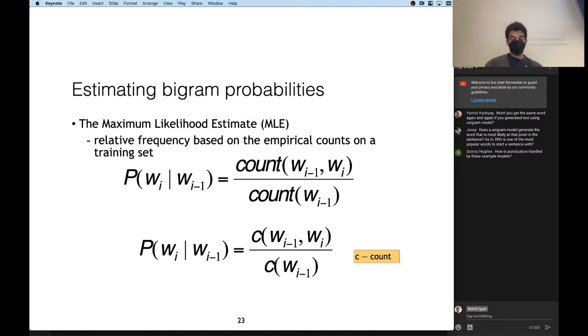The maximum likelihood estimate is, in this case, since we're counting, the relative frequency of this bigram based on how often it occurs in the data set that we have. To get this in the case of a bigram model, we would count up all the sequences of w_{i-1} followed by w_i and divide it by the count of the prefix, which is the count of w_{i-1}. This is just the unigram frequency of w_{i-1}. Okay, so this is pretty clear.